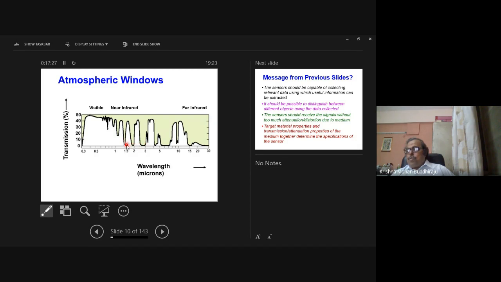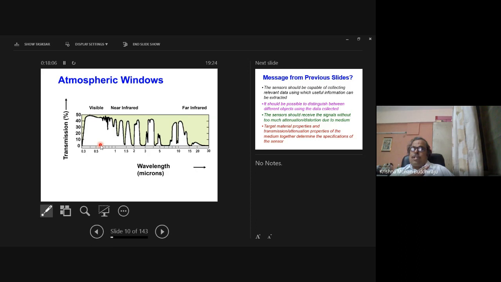So you have to choose the sensors. If you want to use them for Earth observation, you should choose those wavelength bands where you have high transmission. If you want to study the atmosphere, then you should choose those wavelength bands where the absorption is there. Okay. So if you invert this, you get absorption windows. Window means a range of wavelengths. So these are very, very handy for designing the sensors.